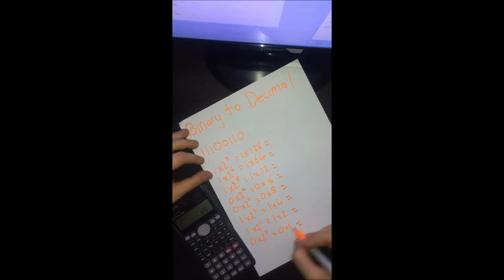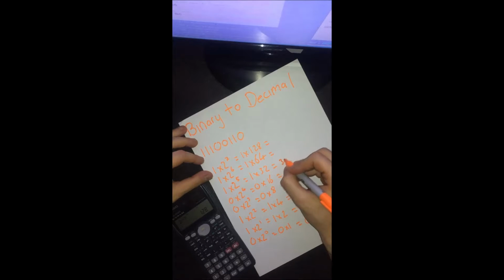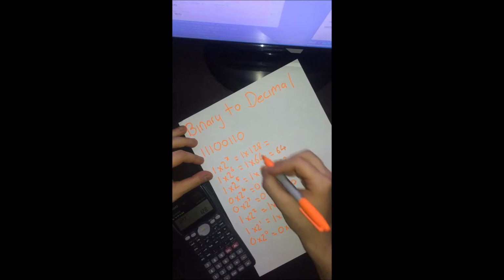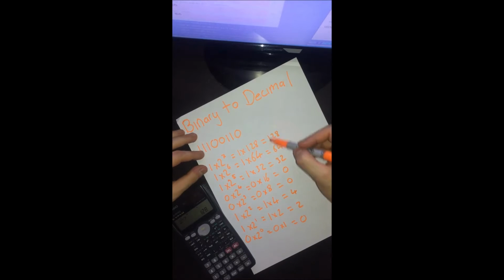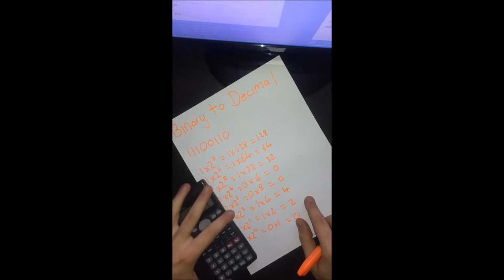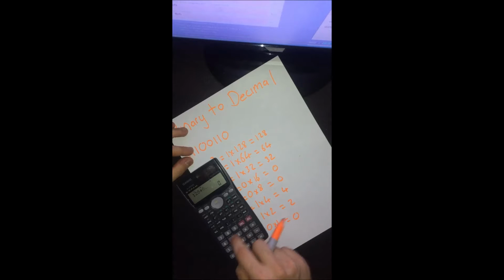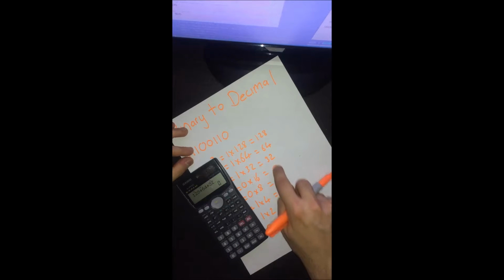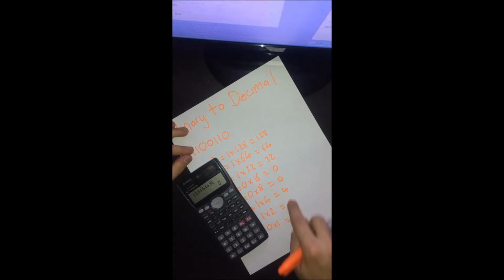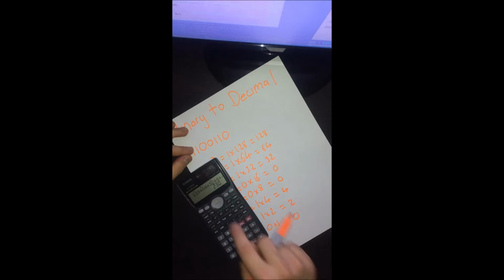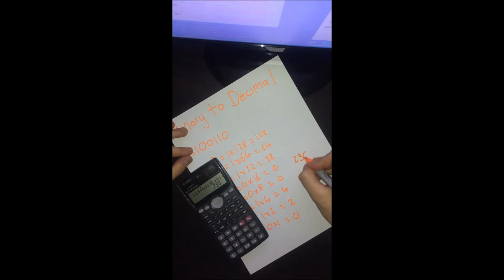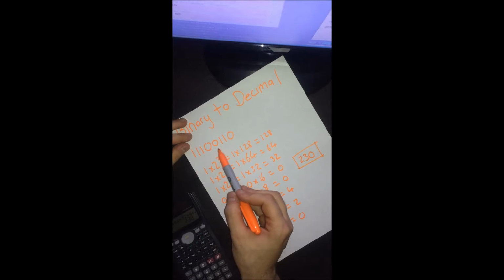So 0 times 1 is 0. That's 2, 4, 0, 0, 32, 64, 128. Now we have all these numbers here. Now our last step is just to add all these numbers. So 128 plus 64 plus 32. We don't have to add these zeros because it's 0. Then 4 plus 2. And we get 230. And this is our decimal. So 11100110 is 230 in decimal.